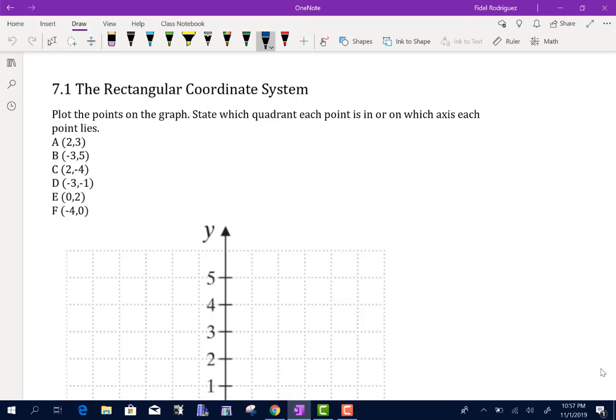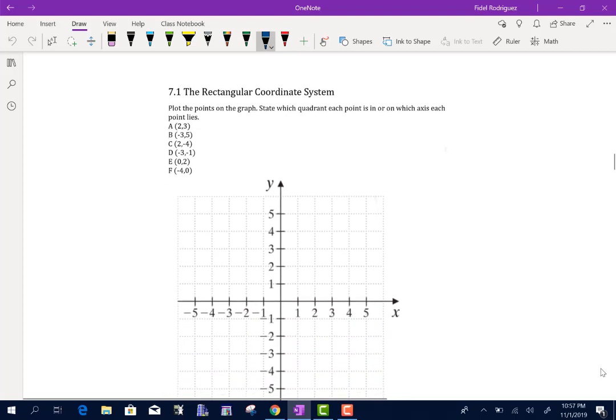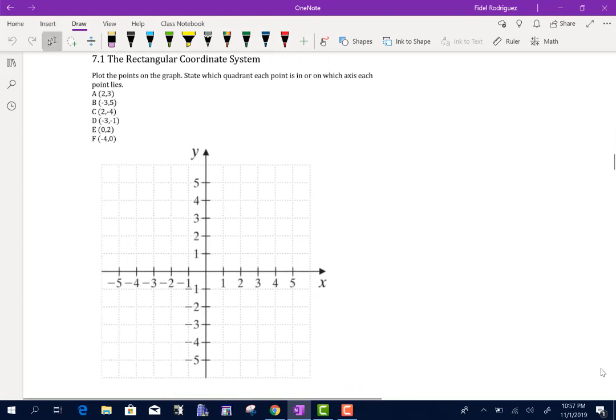All right, so the first problem here says plot the points in the graph, state which quadrant each point is in, or on which axis each point lies. Okay, so I want you to kind of think about this. I'm just going to make it a little bit smaller so we can see. In essence, what we have here, guys, is something called the coordinate system. This XY thing here is our coordinate system, and it is cut up into 4 pieces. And the way we label them, we actually go counterclockwise, okay?